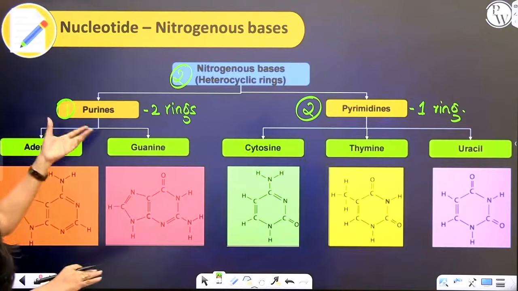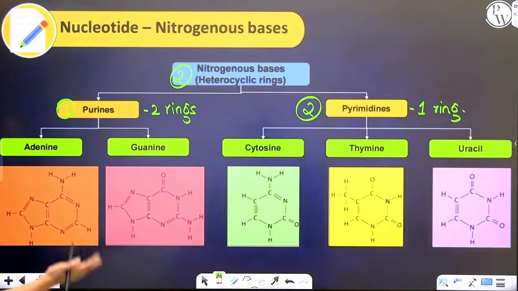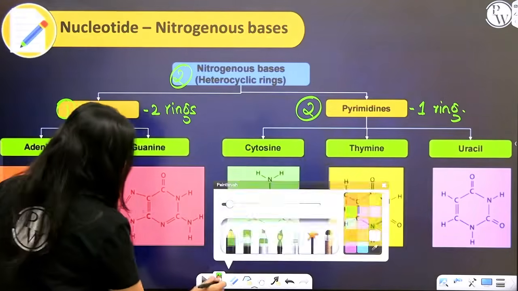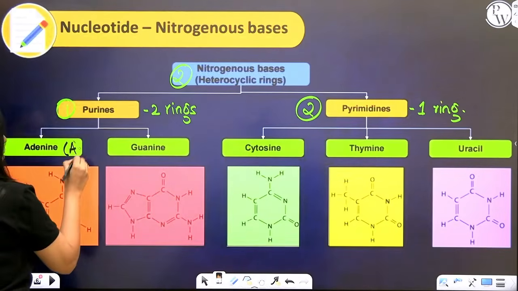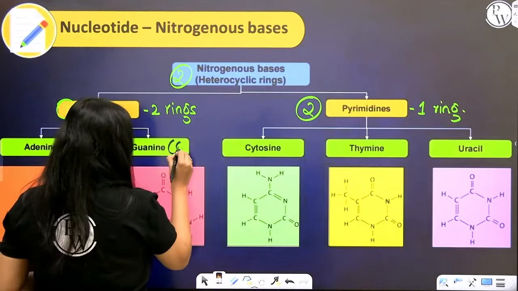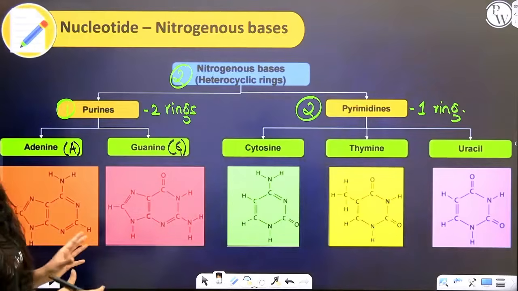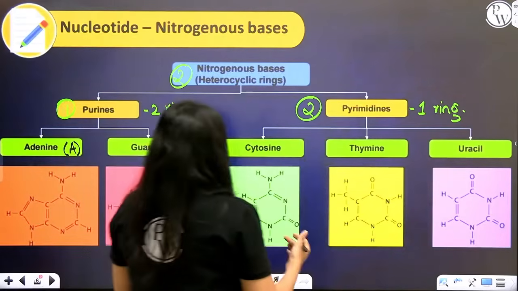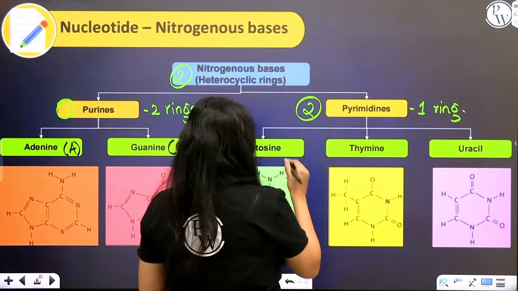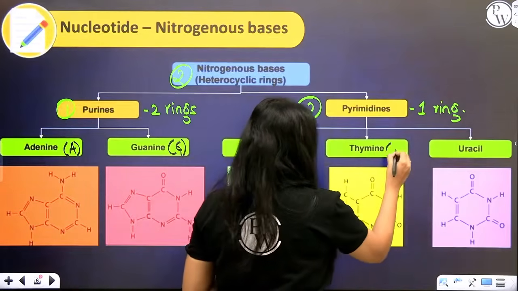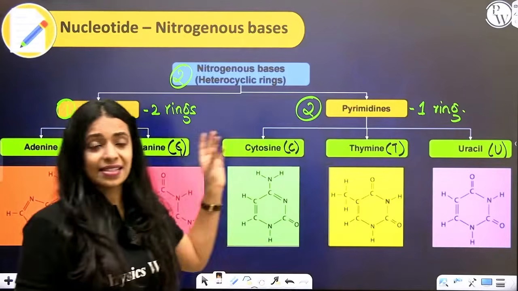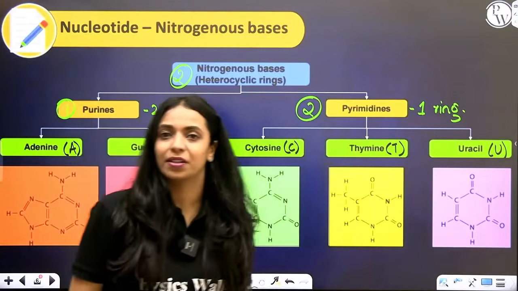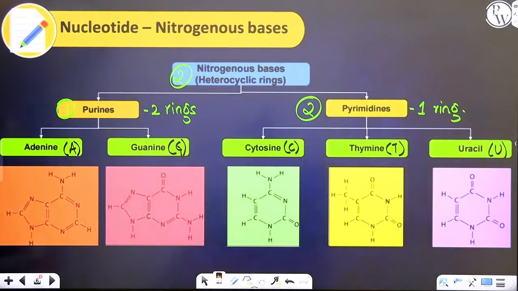Now let's talk about purines. Purines are of 2 kinds. You have adenine, which we abbreviate as A. We have guanine, which is abbreviated as G. Both of these are double ring structures, purines. Pyrimidines are of 3 types: cytosine, thymine, uracil, that are abbreviated as C, T and U respectively.